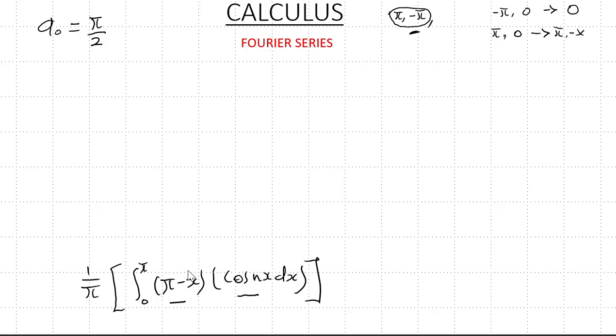In order to use integration by parts, we know the formula for integrating by parts, and the formula is the integral of u dv is equal to uv minus the integral of v du.